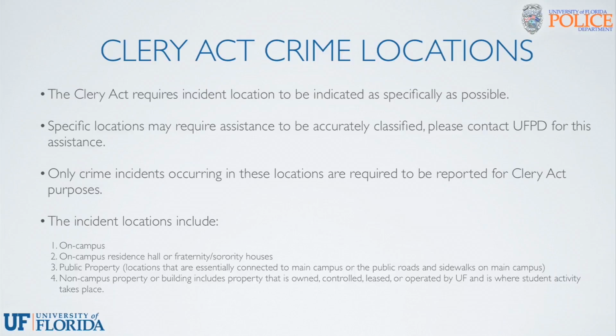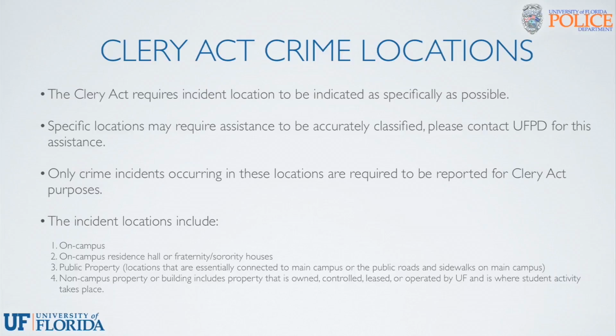1. On campus, the buildings and properties or areas most commonly known as main campus. 2. On-campus residence hall or fraternity sorority houses. This is a subset of on-campus locations and is easily thought of as any location where students may have a residence on campus.